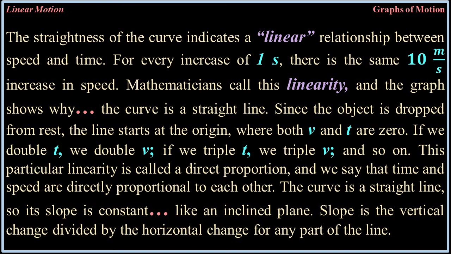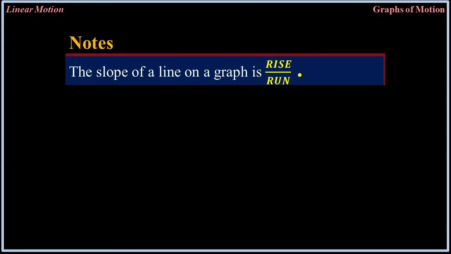This particular linearity is called a direct proportion, and we say that time and speed are directly proportional to each other. The curve is a straight line, so its slope is constant, like an inclined plane. Slope is the vertical change divided by the horizontal change for any part of the line. Note, the slope of a line on a graph is rise over run, or the change in y divided by the change in x, or the change in velocity divided by the change in time.